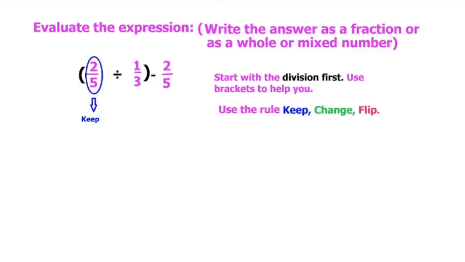Okay? So you keep this the same. So there it is, 2/5. Then you change the division. The division becomes a multiplication. And then you flip the 1/3. So it becomes 3/1. And that's the rule when you're dividing two fractions.